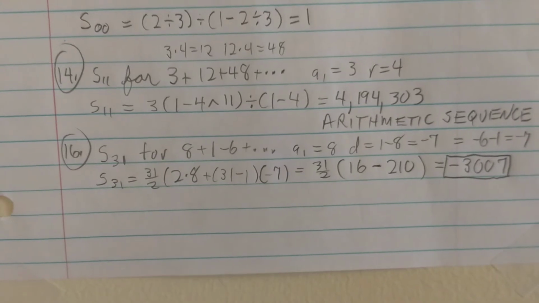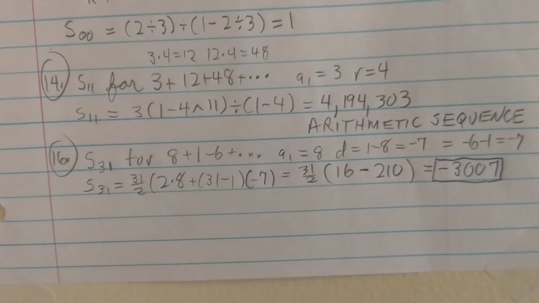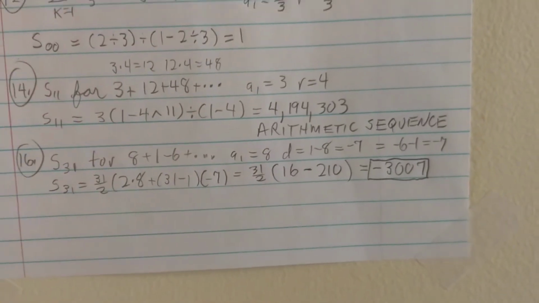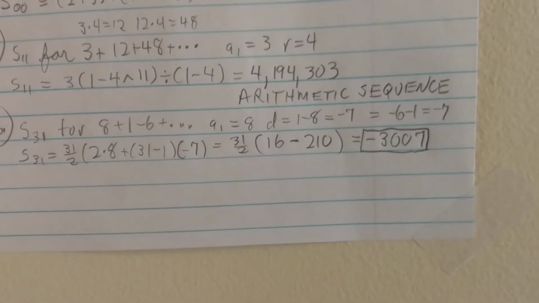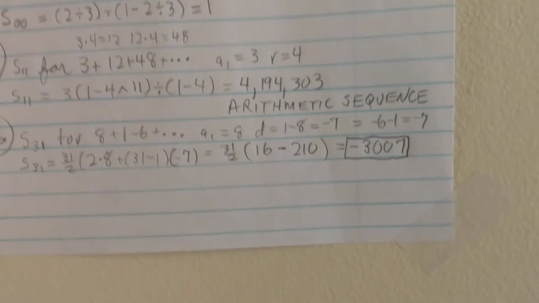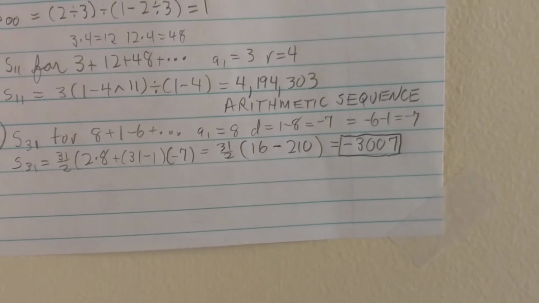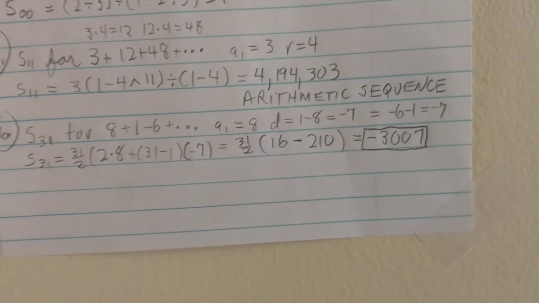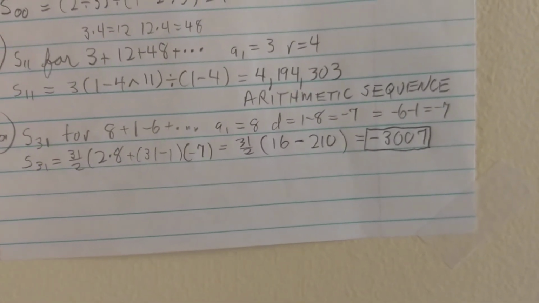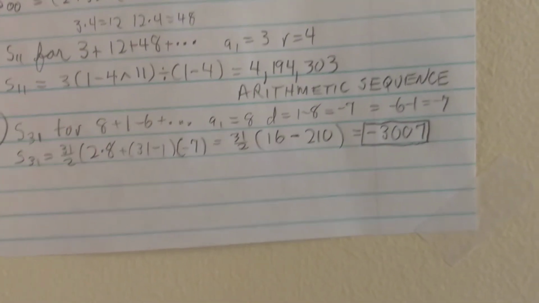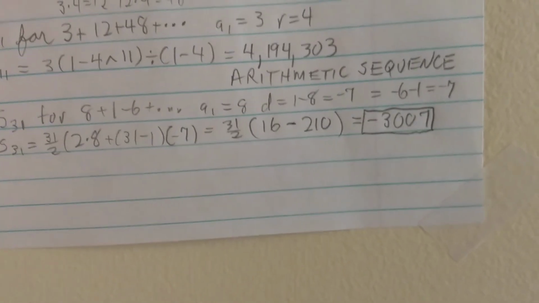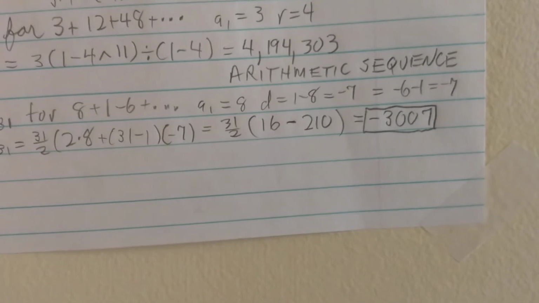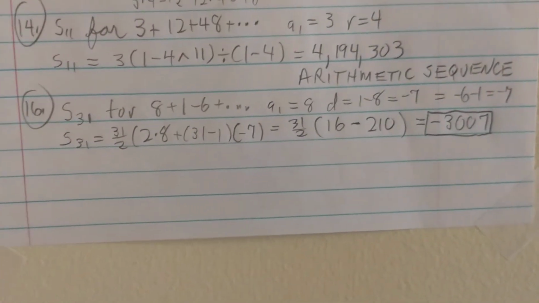Now for 16, we have S31 we want to find. For the sequence 8 plus 1 minus 6. Now to find the d, I can take 1 minus 8, the second minus the first, because this is an arithmetic sequence, and that's minus 7. And if I take the last minus the second, minus 6 minus 1 is also minus 7, giving us a clear d equals minus 7, and an a1 equals 8.